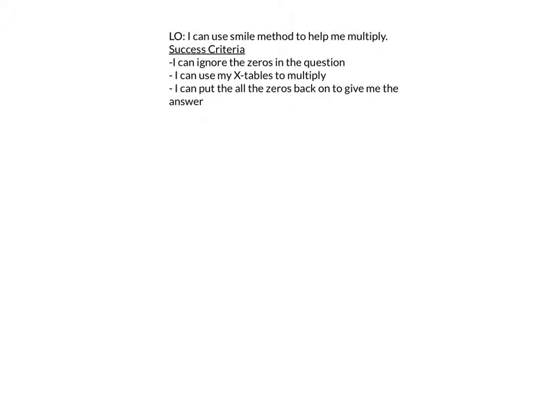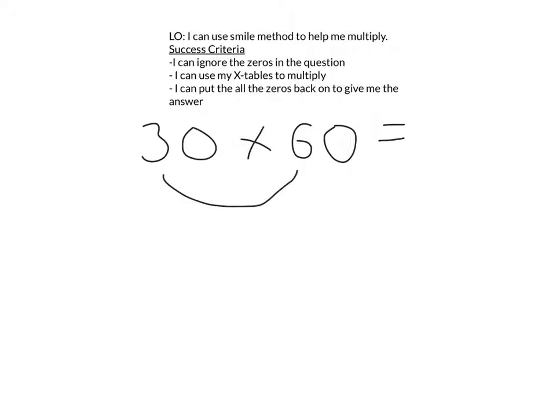Okay, so here's another example then when we've got 2 tens in the question. So if it was 30 times 60, again I'm following that first success criteria and I'm ignoring the 2 zeros. So I'm just doing 3 times 6, which I think is 18, and then I'm adding the 2 zeros back on to the answer. It's 1,800.